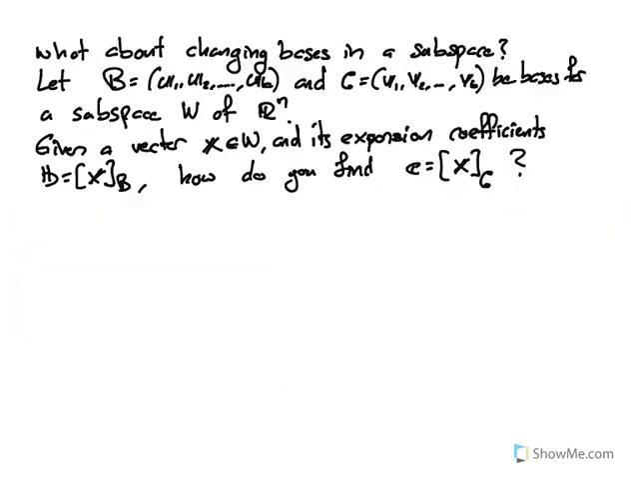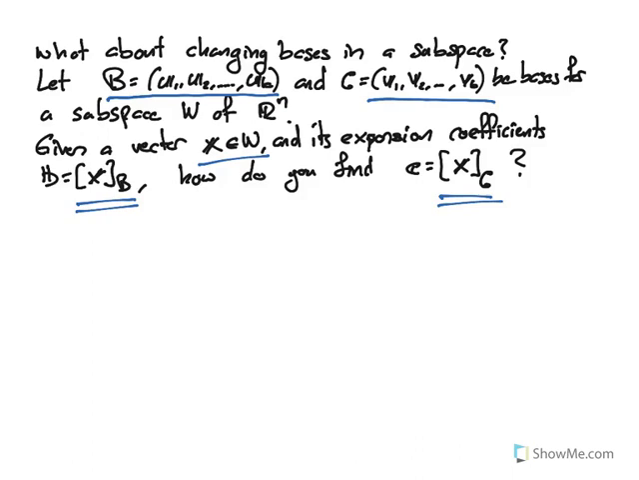So what about changing basis when you're in a subspace? It's the same setup as before. You have one set of basis vectors u_1 up to u_k and another one v_1 up to v_k, and they form the bases B and C respectively. They both span the same subspace W. Now given a vector x in W, you could either expand it using the basis B or using the basis C. So the question now is the same as before.